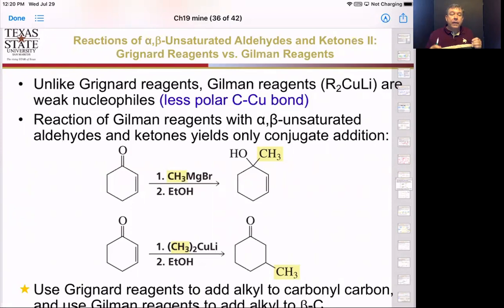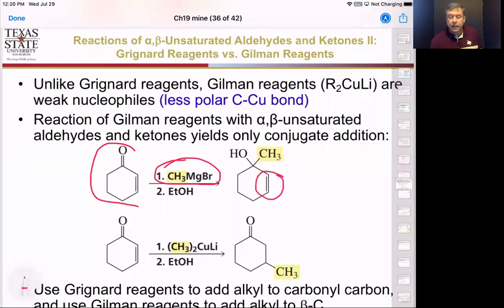Okay, so if we compare a reaction with this cyclohexenone right here, we have a double bond in conjugation with our carbonyl. So we have an opportunity for conjugate addition or direct addition. In the case of the magnesium reagent, the Grignard reagent here, because of the polar bond there, it favors the direct addition across the carbonyl, meaning our double bond is left intact, and we change our ketone to our tertiary alcohol.